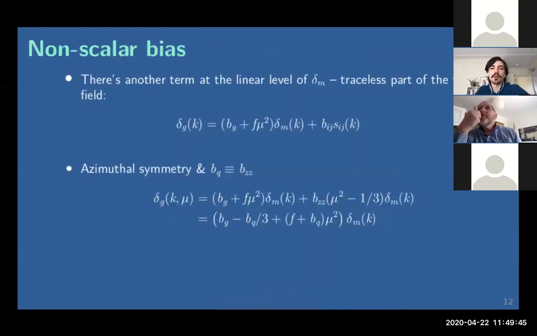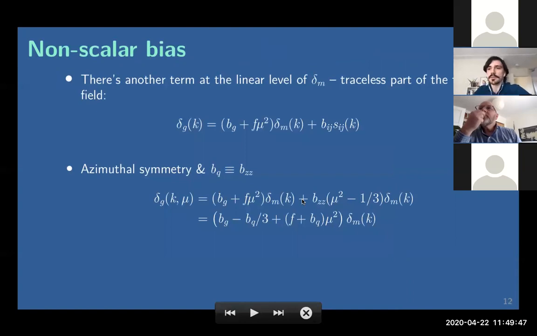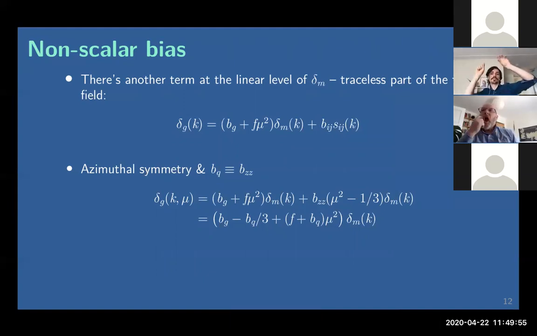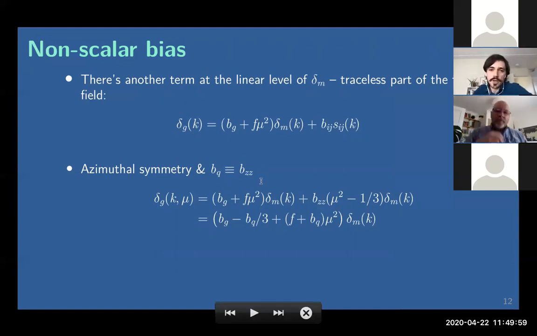So great, now we know that these things are correlated, and we can also simplify this a bit. Since you assume that things on the plane of the sky are the same however you rotate it, the only term that survives is this B_ZZ, the ZZ component. This is what we will call B_Q, and we call it B_Q because it basically has a quadrupole shape in the mu variable.